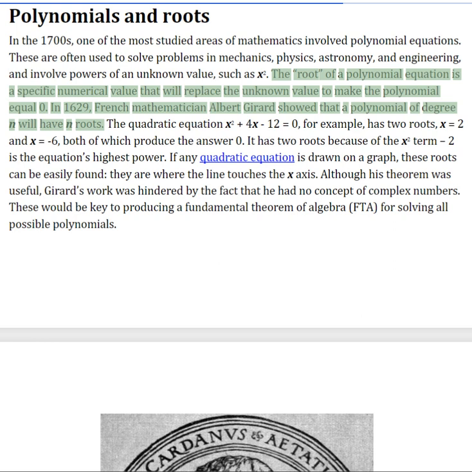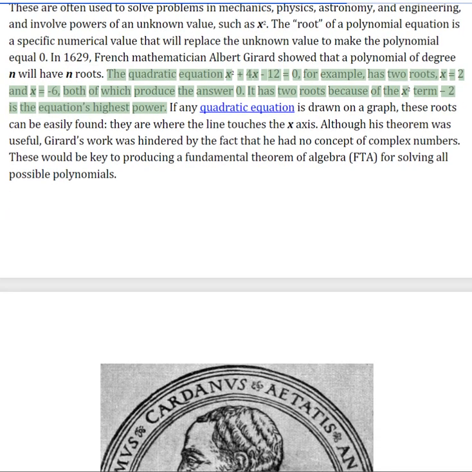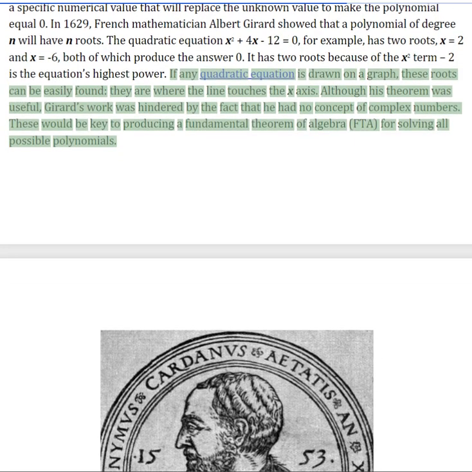In 1629, French mathematician Albert Girard showed that a polynomial of degree n will have n roots. The quadratic equation x² plus 4x minus 12 is equal to 0, for example, has two roots, x equals 2 and x equals minus 6, both of which produce the answer 0. It has two roots because of the x² term: 2 is the equation's highest power. If any quadratic equation is drawn on a graph, these roots can be easily found. They are where the line touches the x-axis.